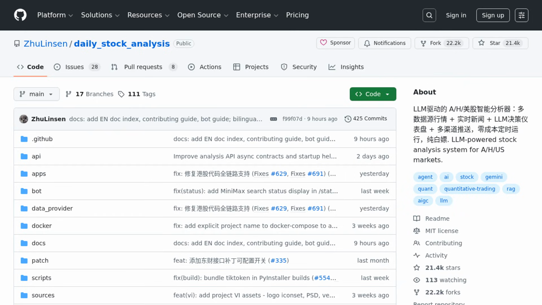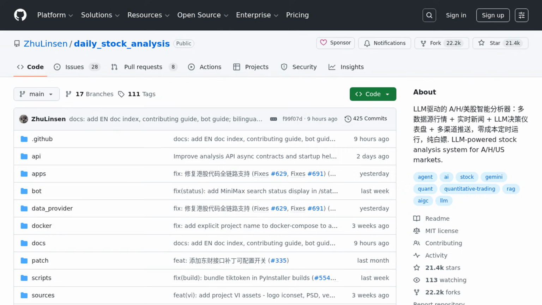What if you could have a personal stock analyst? One that covers global markets, works around the clock, and costs absolutely nothing to operate. This isn't just a hypothetical question. A trending open source project has made it a reality, turning a powerful AI-driven system into a completely free, automated service for individual investors. The project is called Daily Stock Analysis, created by developer ZhuLinsen.